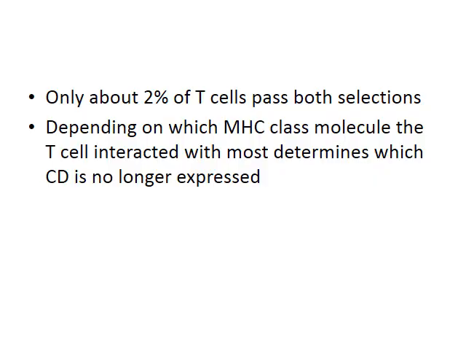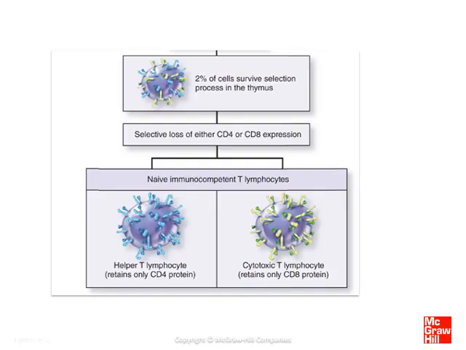Once we get to this point, only 2% of our T cells that were sent to the thymus survive and pass both selections. Now, which MHC class molecule they bound to the most determines which CD is no longer expressed. If they bound to MHC class 1 more than MHC class 2, then we are going to have a CD8 cell rather than CD4. So here's our 2%. They lose one or the other. And then we have our naive immunocompetent T lymphocytes that are going to be released.